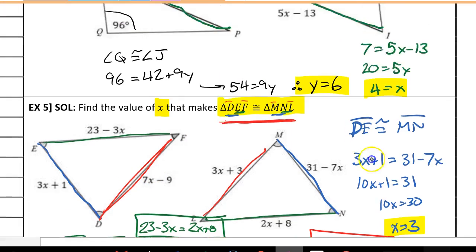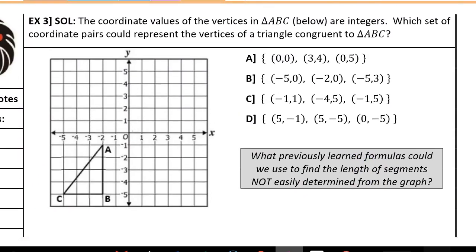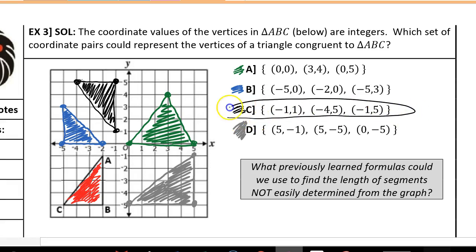The last problem I want to talk about is directly above this. This is an SOL style question asking about triangle congruence on a coordinate plane. What we need to do here is figure out what triangle is congruent to this red triangle I'm highlighting, but they gave it to us as ordered pairs. So I'm going to quickly go ahead and graph these. Now that I have these four triangles graphed, green, blue, black, and gray, just by simple inspection, I should note that triangle C, the black triangle, looks to be congruent.